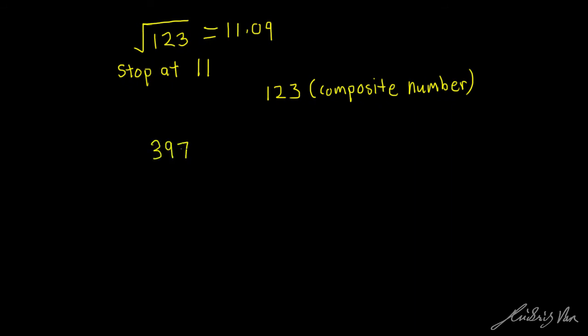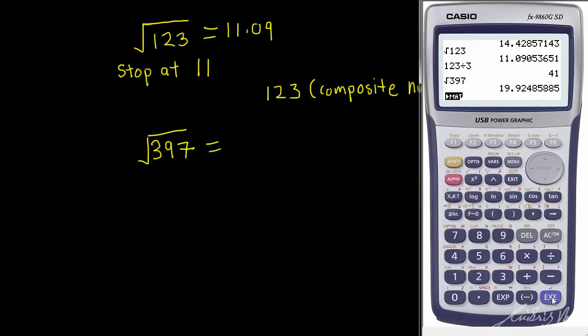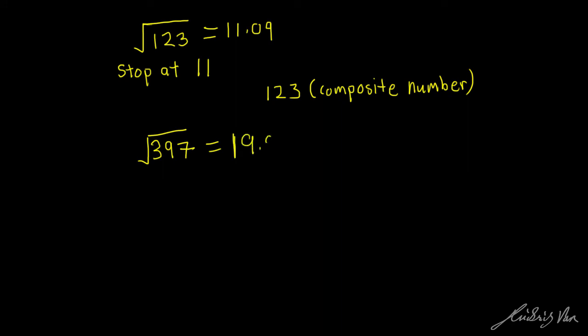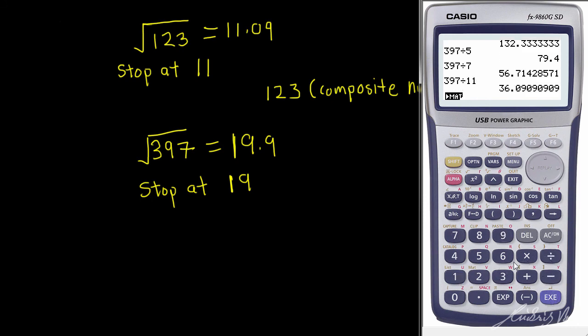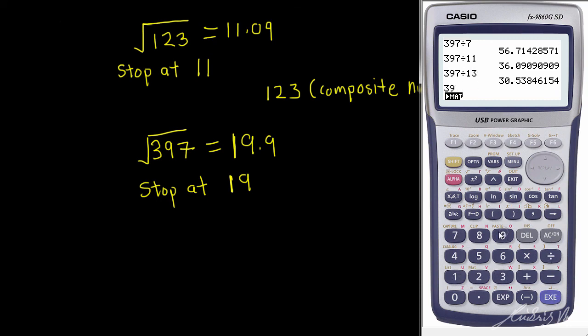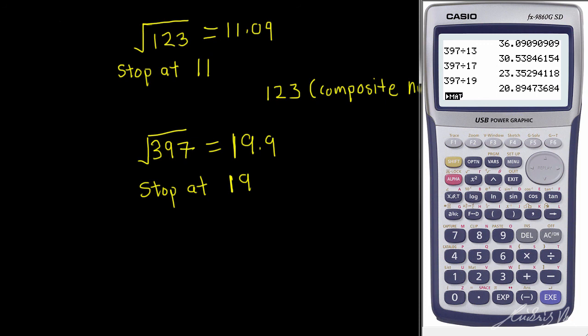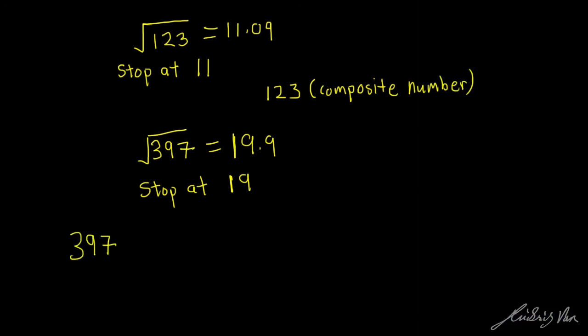Finally, what about 397? Is it a prime or a composite number? First, let us square root 397. It will give us 19.9. So we should stop dividing at 19. Let us start off with 3, 5, and so on. If the number is a prime number, by the time we reach 19 and it doesn't give us a whole number, we can stop. So 17 doesn't give us a whole number. 19 also doesn't give us a whole number. So we can safely conclude that 397 is a prime number.